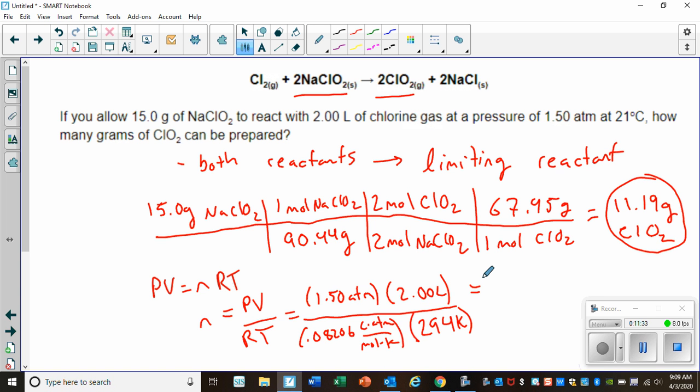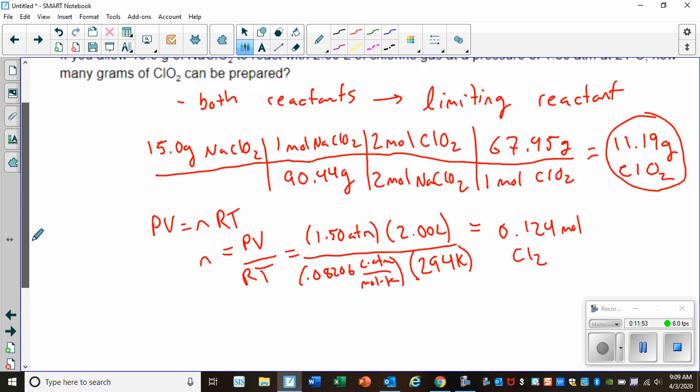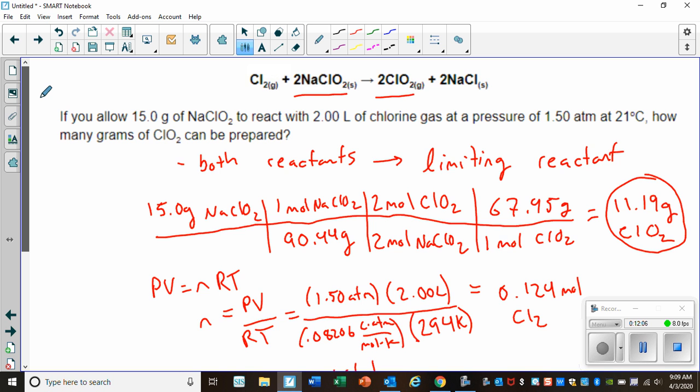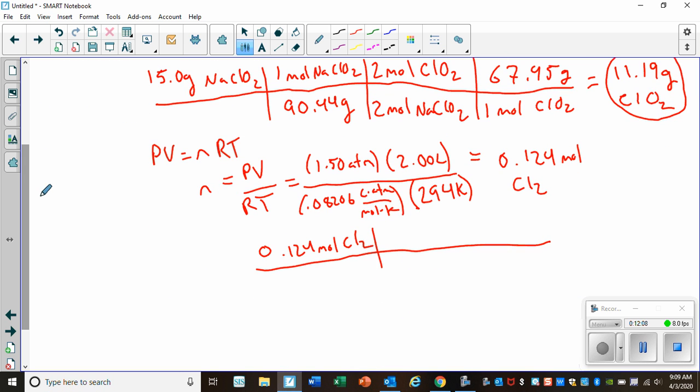So 1.5 times 2 is 3, easy enough. 0.08206 times 294. And we end up with 0.124 moles, and this is of the chlorine, the Cl2 gas. So we're just about done. We just need to see how much this produces. So 0.124 moles Cl2. Start off there. And the ratio in this case, the chlorine versus the ClO2 is 1 to 2.